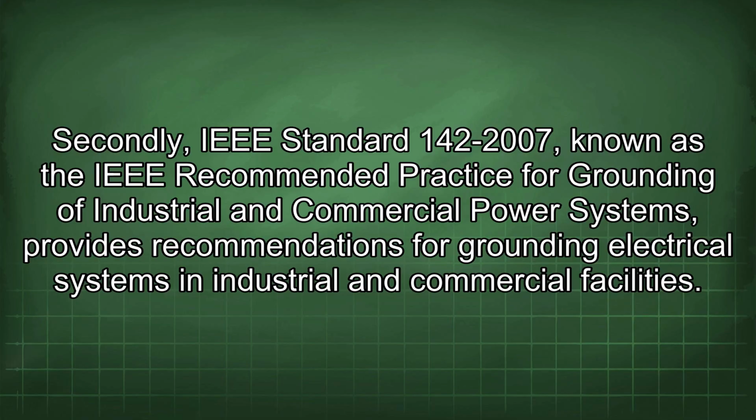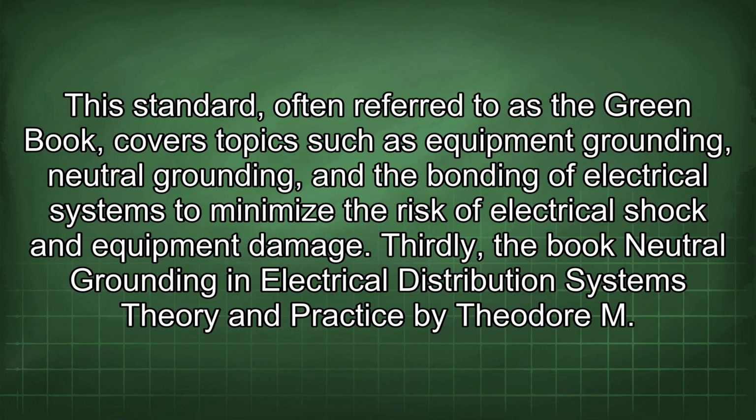142-2007, known as the IEEE Recommended Practice for Grounding of Industrial and Commercial Power Systems, provides recommendations for grounding electrical systems in industrial and commercial facilities. This standard, often referred to as the Green Book, covers topics such as equipment grounding, neutral grounding, and the bonding of electrical systems to minimize the risk of electrical shock and equipment damage.